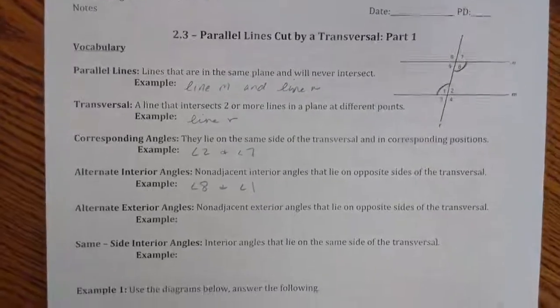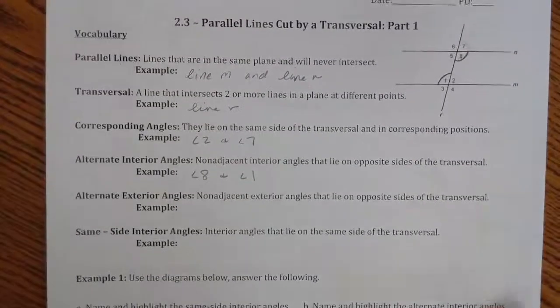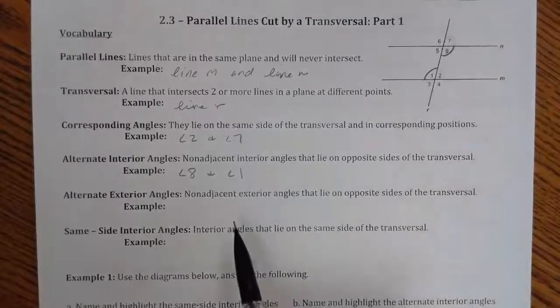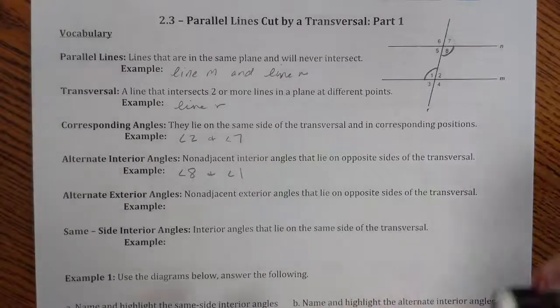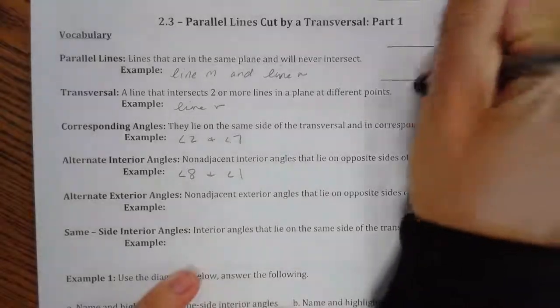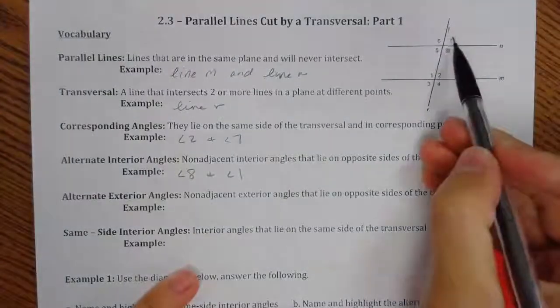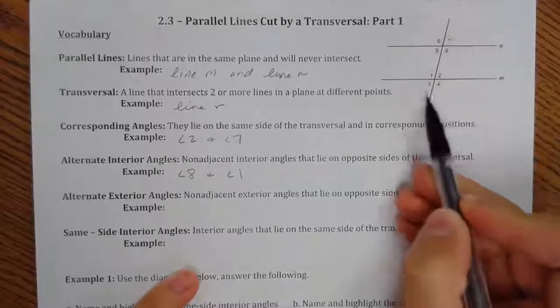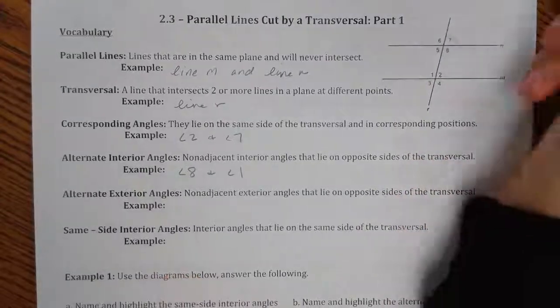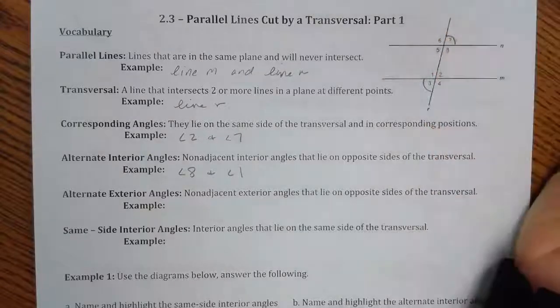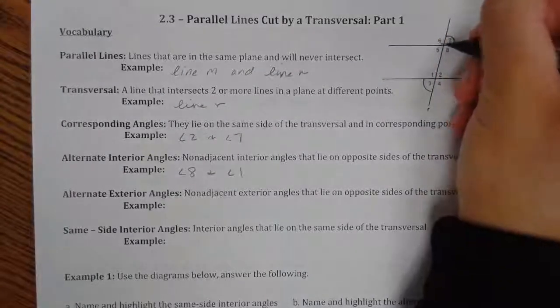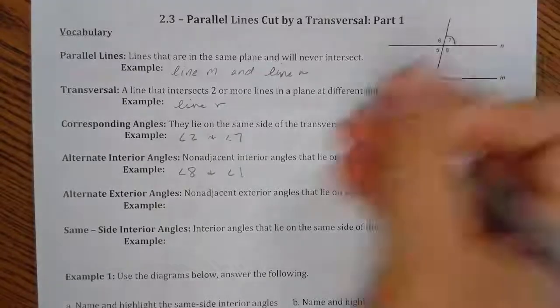Okay, let's talk about alternate exterior angles. Alternate exterior angles are non-adjacent exterior angles that lie on the opposite side of the transversal. So now these are exterior, meaning our exterior angles are 6 and 7 and 3 and 4. So if we wanted alternate exterior, we could do angle 7 and angle 3, or you could do angle 6 and angle 4.